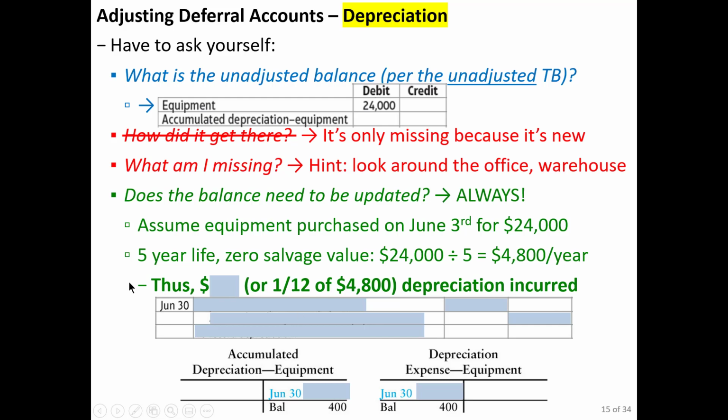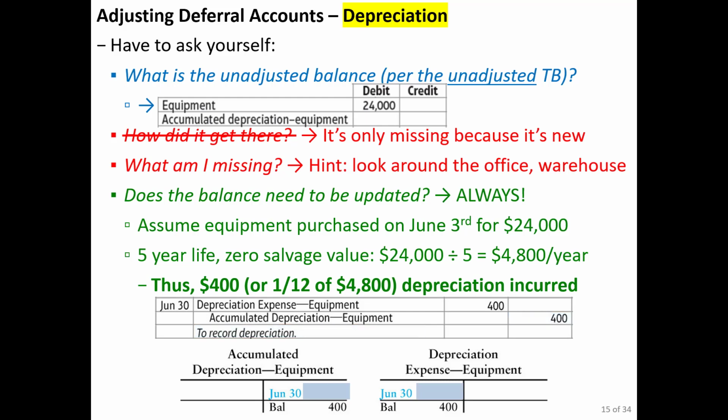But be careful. We only have incurred 1 month for June. So 4,800 divided by 12 is 400, or 1/12 of 4,800 is $400. That's how much depreciation was incurred during the month of June. So we're going to debit depreciation expense for equipment for that amount and credit not the equipment account, but its contra account, accumulated depreciation, for 400. And then we record a memo entry for depreciation expense. Then, as usual, we post things directly to the ledger and we update the account balances.